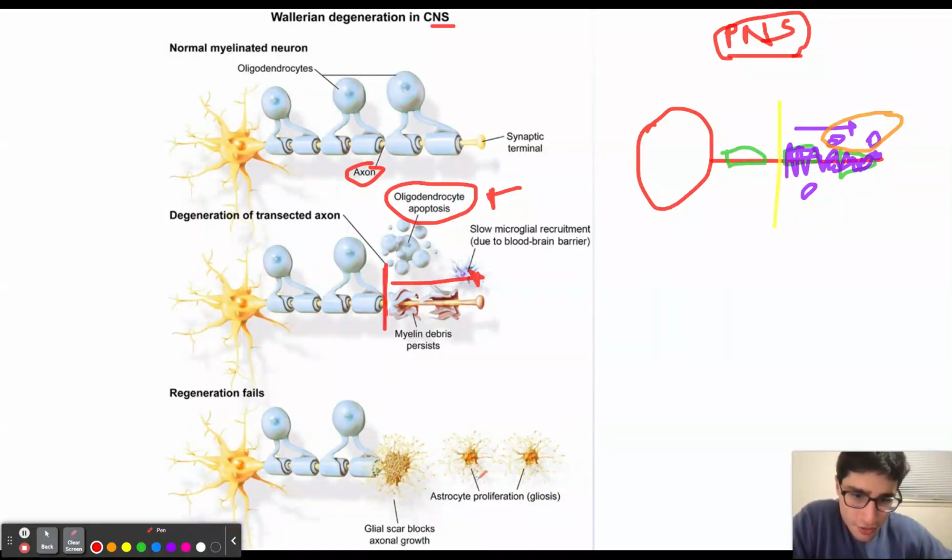The third reason is going to be due to proliferation of astrocytes. Proliferation of astrocytes is going to lead to secretion of inhibitory factors that are not going to allow for new axonal generation, and they're also going to lead to a glial scar formation that is also going to block axonal growth. So, due to these three reasons, we're not going to get the same regeneration that occurs in the peripheral nervous system compared to the central nervous system.